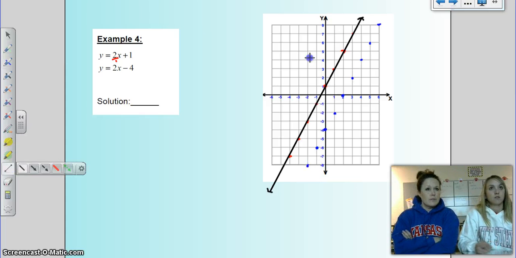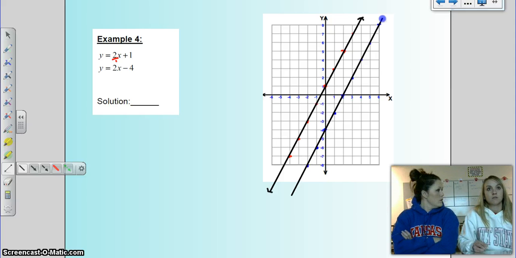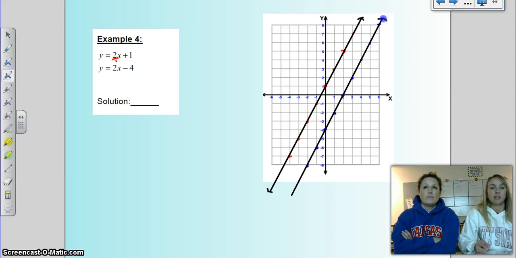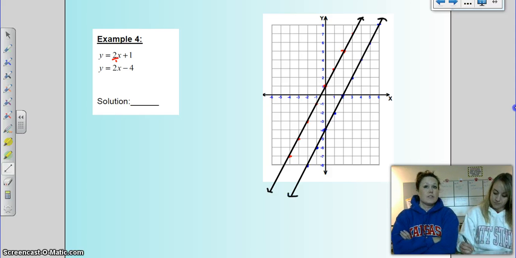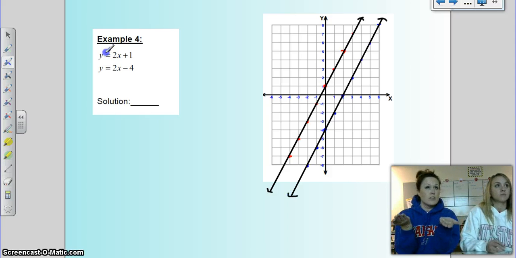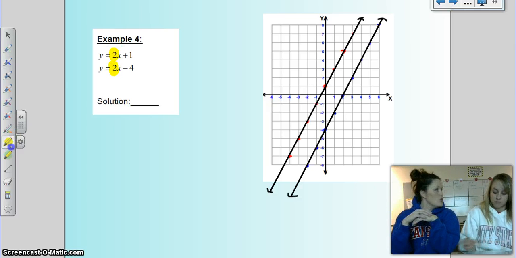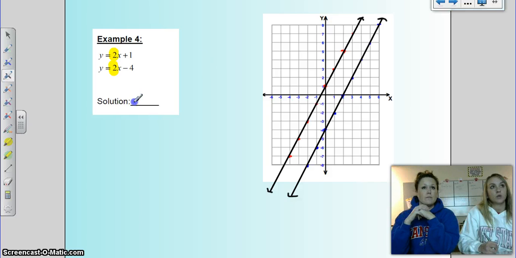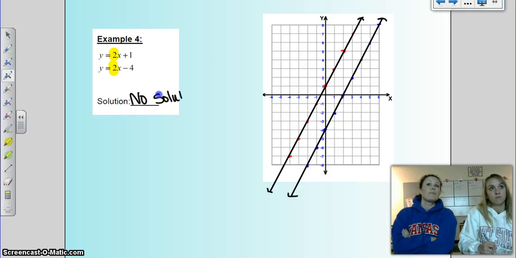Did I do something wrong because we didn't connect it? We haven't had a point of intersection. Well, I remember you saying that we might not. We didn't do anything wrong, guys. And that's what's awesome. So there is no point of intersection on these. So our solution is no solution. You're not going to write "no," you're going to write "no solution."